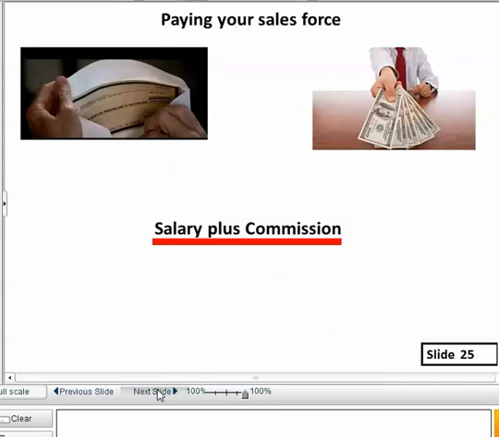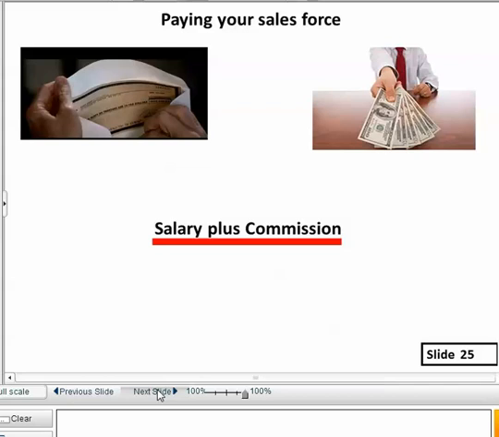But the thing that's nice about having a salary plus commission is that the salary gives the salesperson a base level of income that they know they're not going to starve this week if they miss a sale. But the commission part gives them the motivation to get out and do the extra work that it takes to get a lot of sales, because they're going to make more money the more work they do.